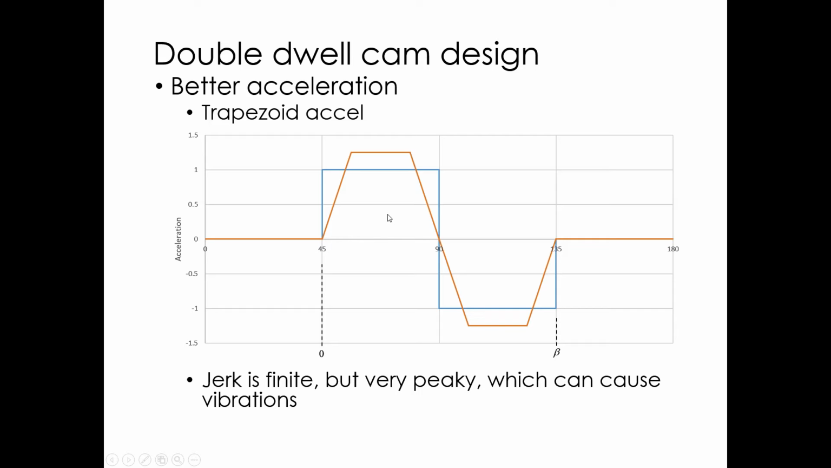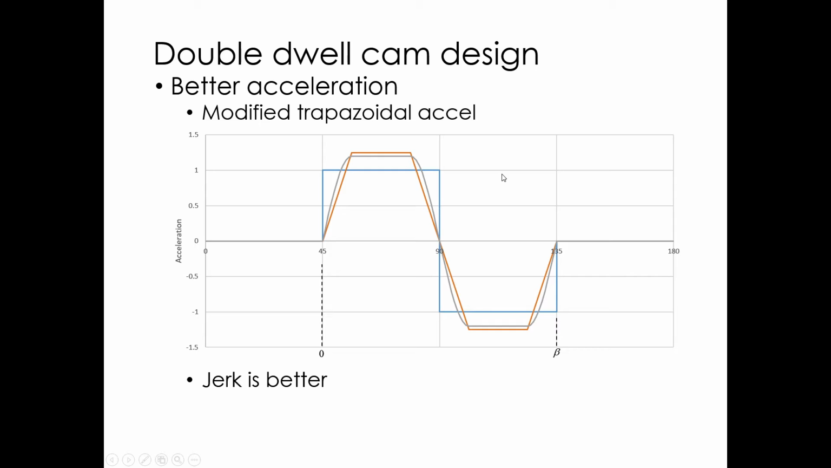But I can do even better. I can use a little bit of a sine function to smooth this out, and I can make it even better. So that's modified trapezoid, or mod trap. Mod trap is really good. It has a lot of constant acceleration, and I use a nice smooth function to interpolate, which is based on the sine family of functions. This is just a stretched out sine wave here.